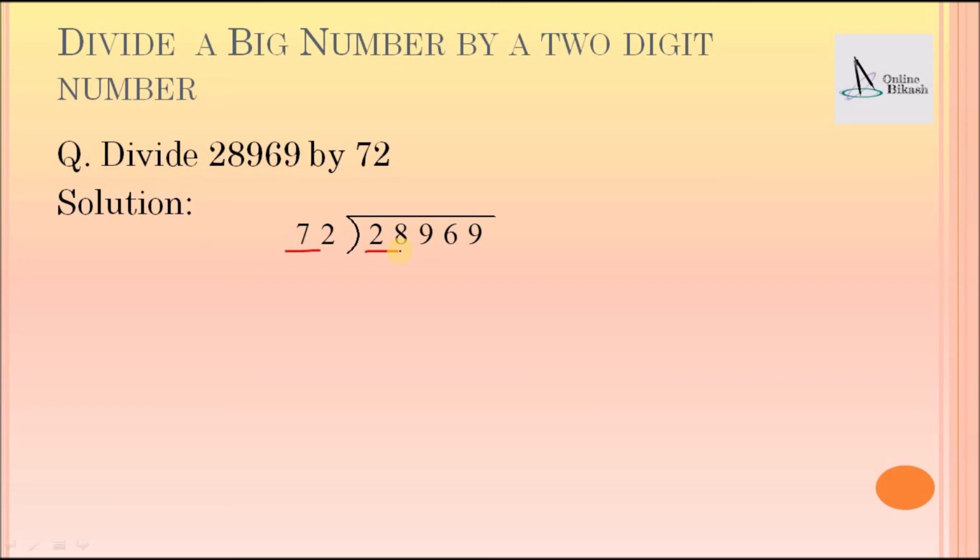Are you getting my point? That this 28 is smaller than 72. So we cannot divide this 28 by this 72 because a larger number cannot divide a smaller number. Are you getting my point? So what will we do?